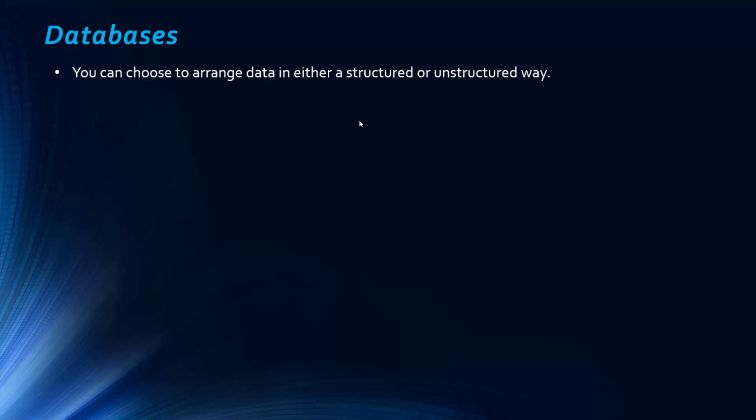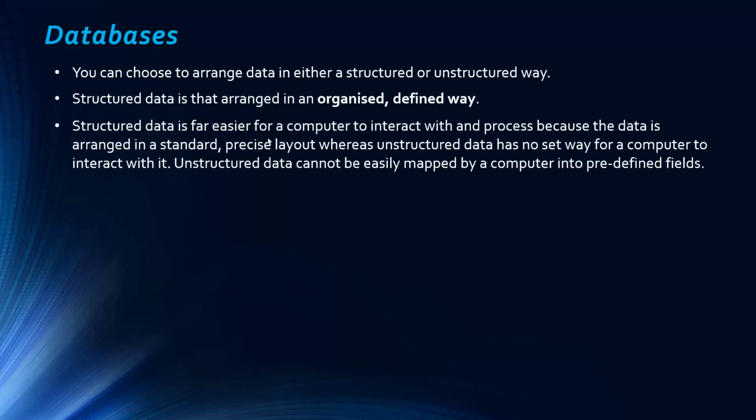It seems a little bit pointless, but the idea is we can talk about data being structured or unstructured. Structured data is arranged in an organised, defined way, and it is far easier for computers to interact with. We have to be very defined when we're talking about data in a computer, so with data types, we have to classify data in that way.